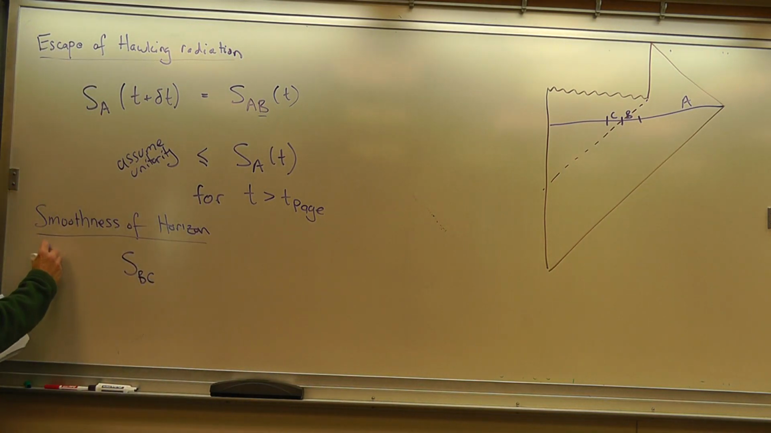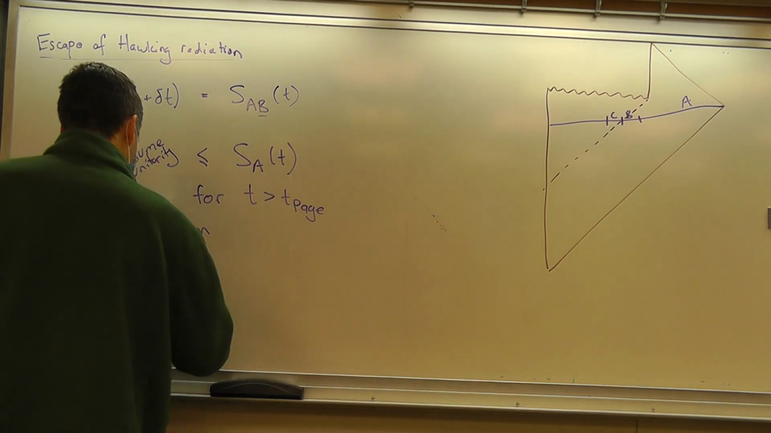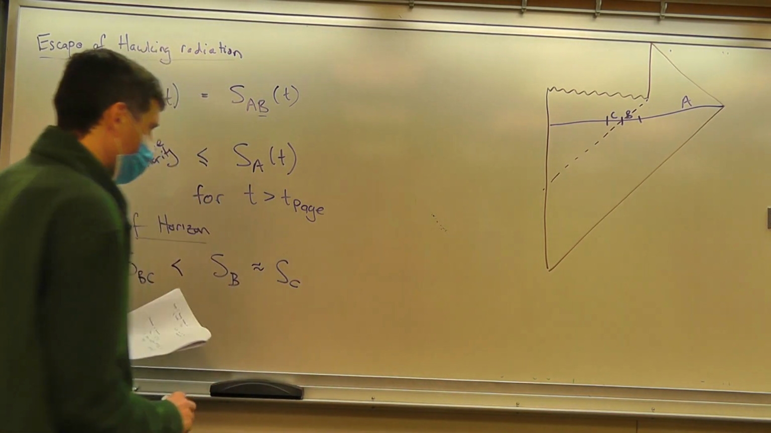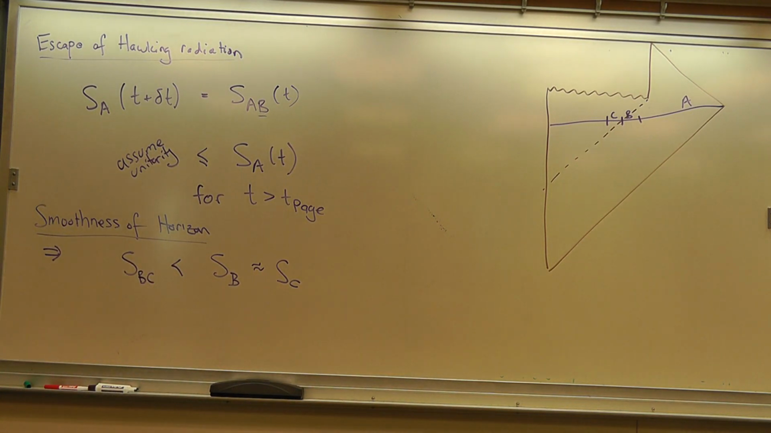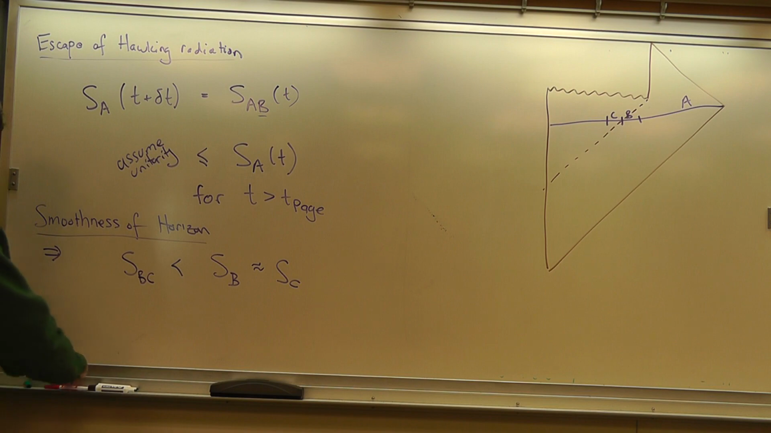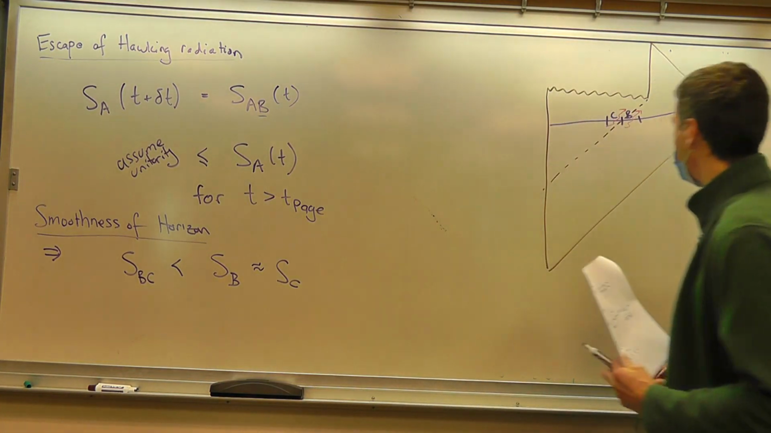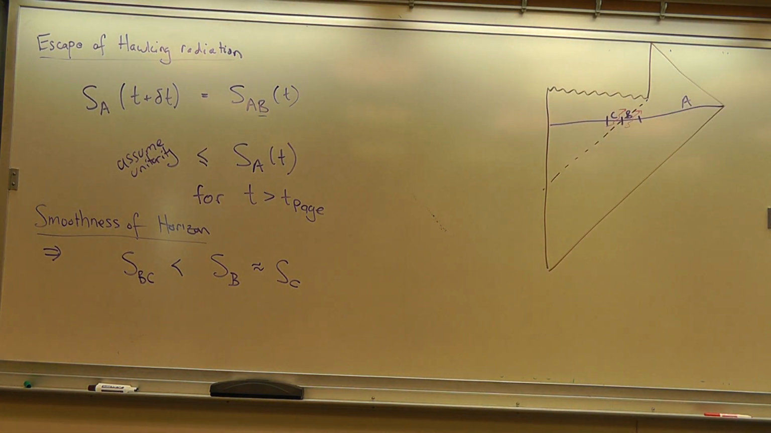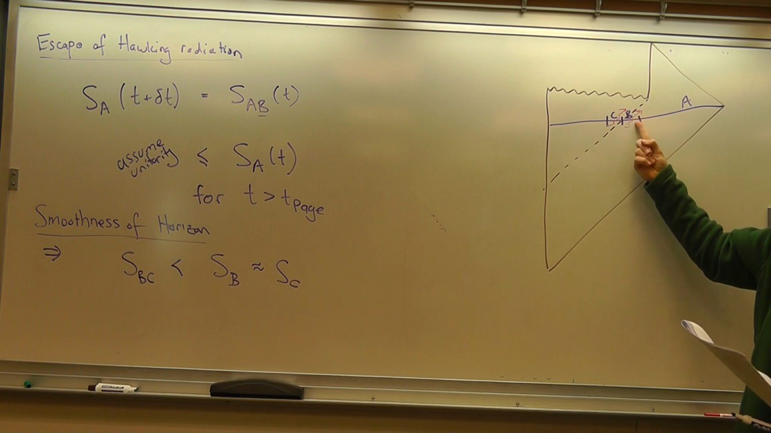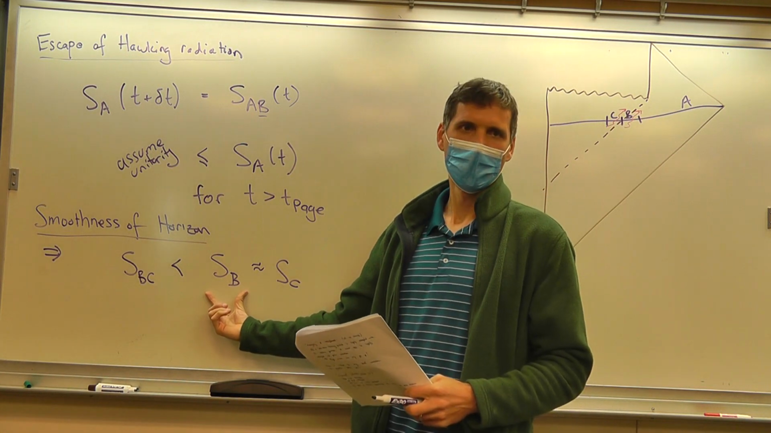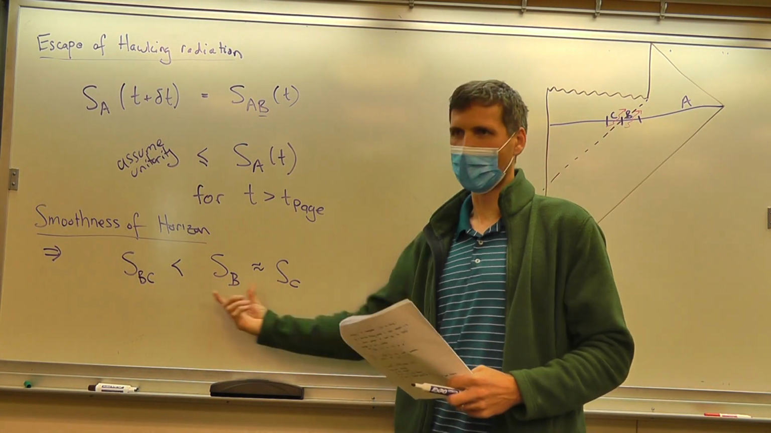Okay, so smoothness of the horizon is the second input to this. Smoothness is going to tell us that SBC is less than SB, which is comparable to SC. Okay, so again, we're thinking about a situation where there's some particle here that's escaping, and it's entangled with a particle in region C inside the black hole, just on the other side of the horizon. Okay, so the fact that this particle is entangled with its partner here tells you that SBC is less than SB. The fact that these are equal, that's just because, well, you have one of these on each side.